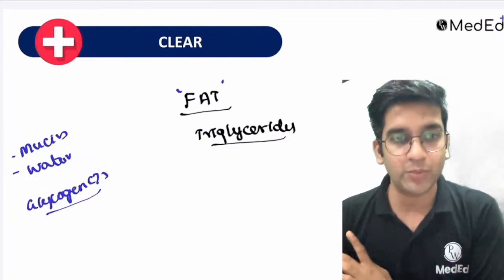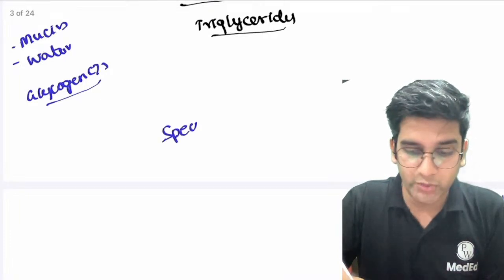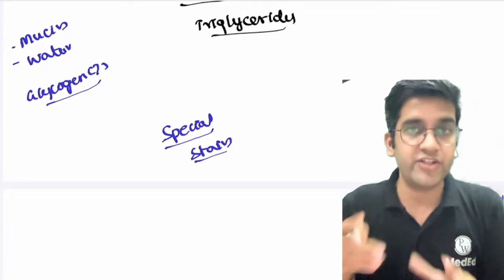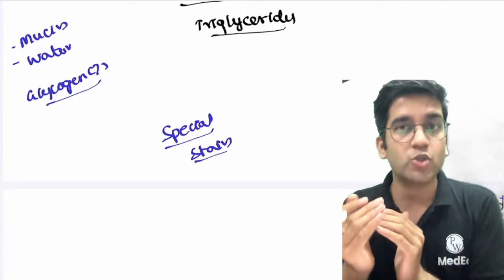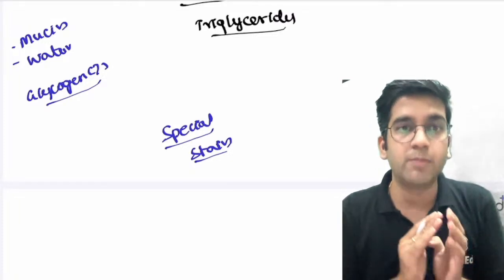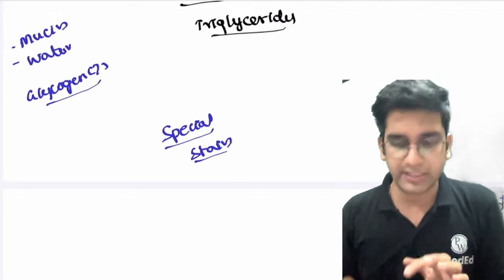For that, I need only one thing, which is special stain, obviously, right? Without special stain, nothing is going to work. So our goal is a simple thing. I need to differentiate what it is, and based on the appearance of special stain, I'll say, okay, this is most probably fat, or most probably a mucin, or most probably water, or most probably glycogen, right? That's our basic template here.